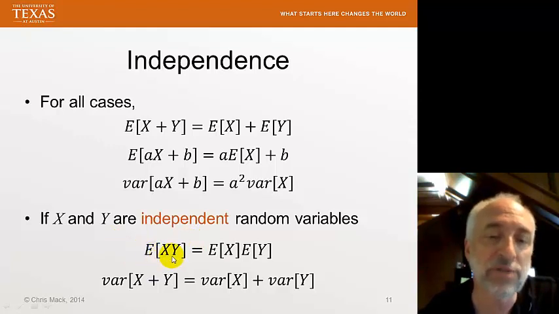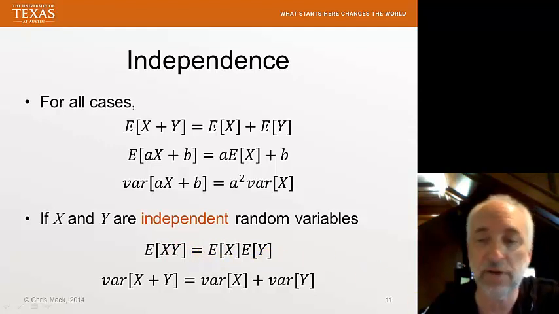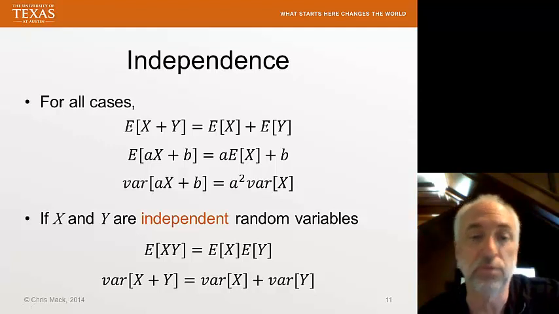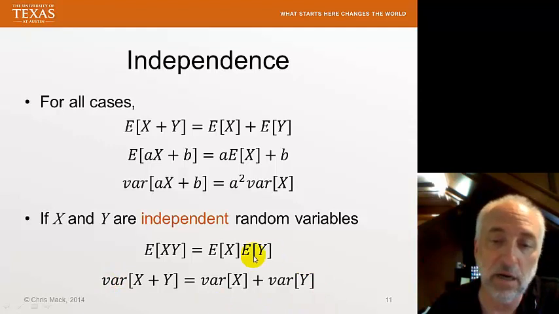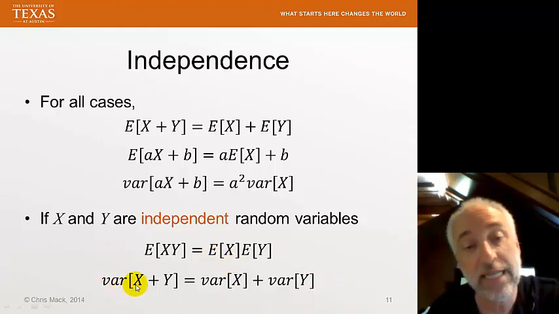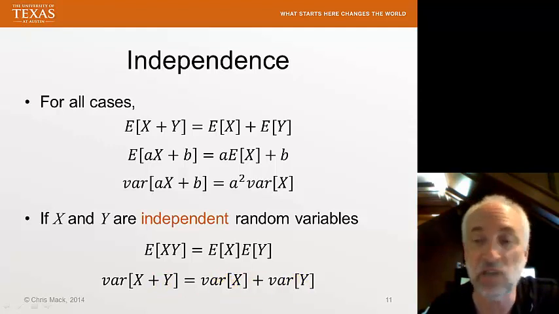The expectation of the product of two independent random variables is the product of their expectations. If x and y are not independent, this will not be true. Likewise, and this is what many people mistakenly apply, even without proving that x and y are independent, the variance of x plus y, the variance of the sum of two independent random variables, is the sum of their variances. This can come in very handy, but only for the case when x and y are independent.